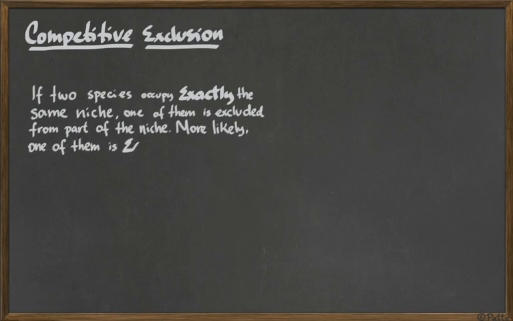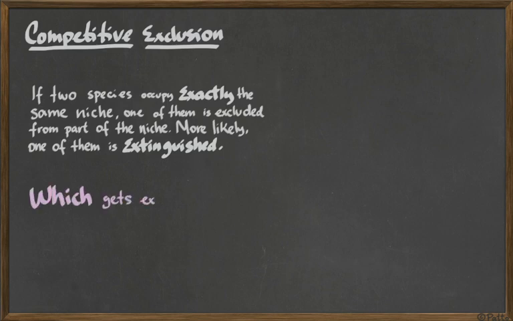If two species occupy exactly the same niche, one of them is excluded from part of the niche. Okay? More likely, one of them might even go extinct, because if they cannot compromise, okay, I will get the small seeds, you get the big seeds, one of them may even be excluded from the habitat altogether. Oh no, you cannot live on this island. Okay? Which one is going to be excluded?